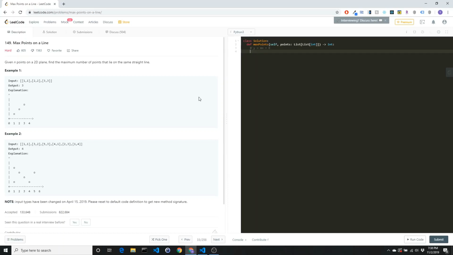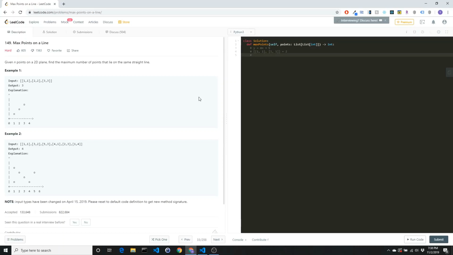First of all, there are some edge cases we need to handle. There's some trickiness to this problem. For example, if we're given an input with duplicates, this will give us 2 of the same points on the line, and the result should actually give us 2. So we need to handle duplicates.